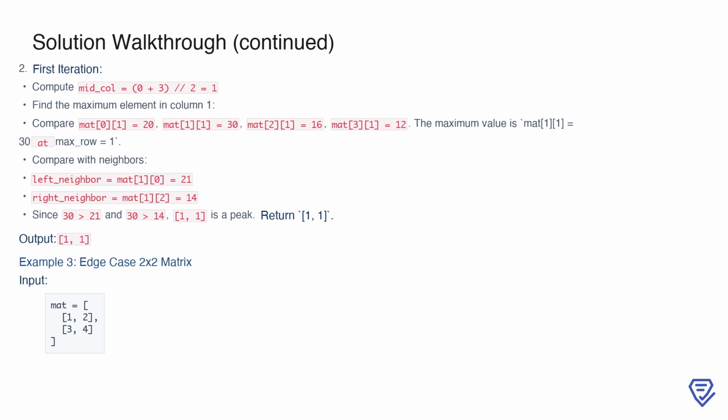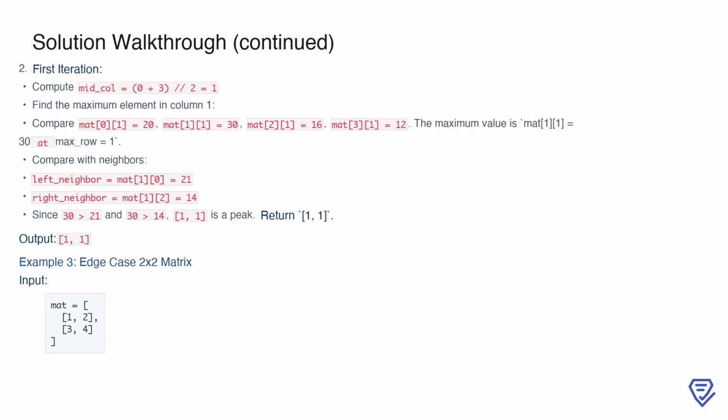The maximum value is mat[1][1] equals 30, which is located at max_row equals 1. Now, we compare this value with its neighbors. The left neighbor is left_neighbor equals mat[1][0] equals 21, and the right neighbor is right_neighbor equals mat[1][2] equals 14. Since 30 is greater than both 21 and 14, we determine that it is a peak. The peak is at position (1, 1), which we return as the output.